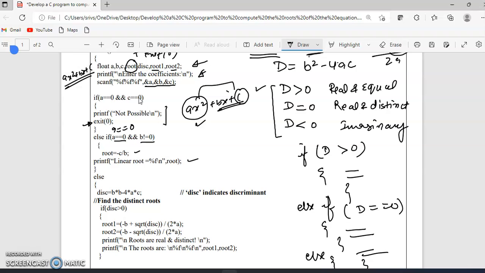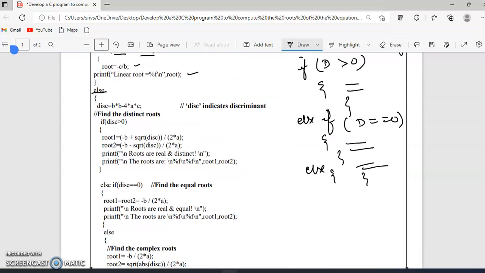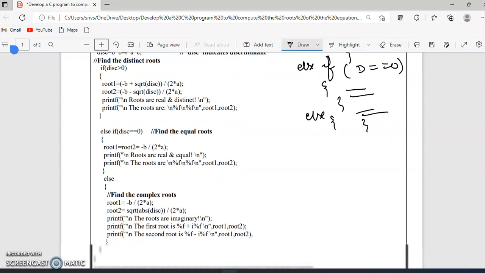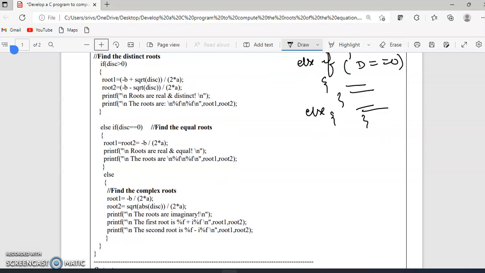Else, what will happen? It will be a quadratic equation, so then we will write the else part. By default it will be a quadratic equation if these two conditions are not true. Then we calculate the disk value. Disk is the discriminant, that is b square minus 4ac, which we have calculated. Now we will be checking three conditions to find the roots. If disk is greater than 0, this is the first condition. Else if disk is equal to 0, or else by default, this part is the imaginary root part.